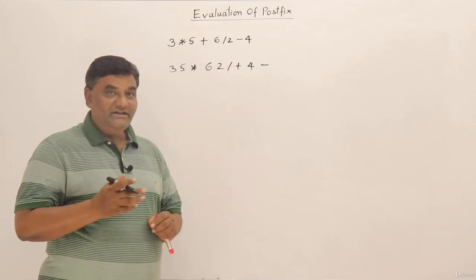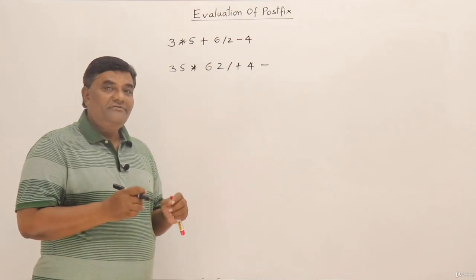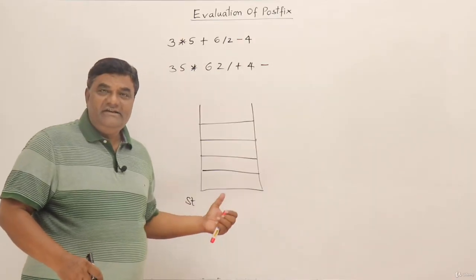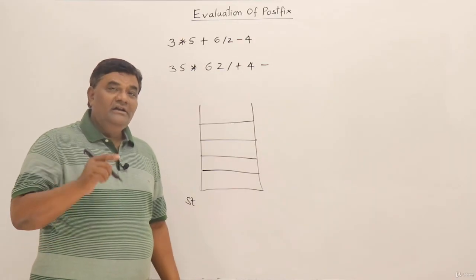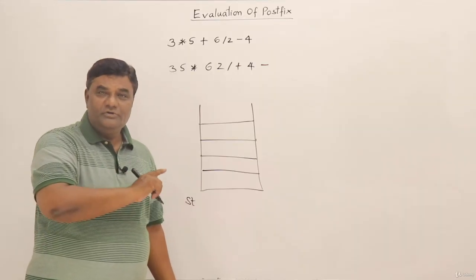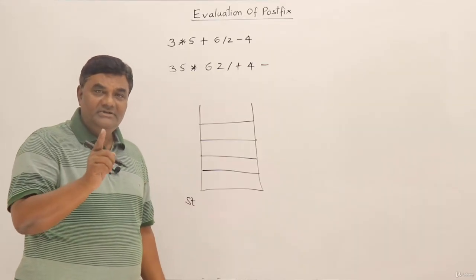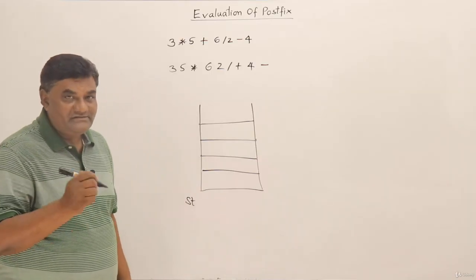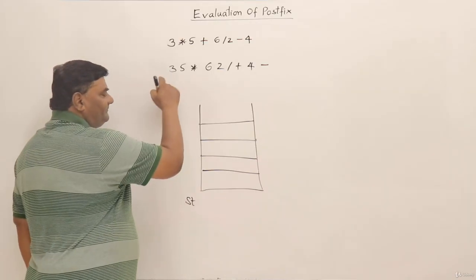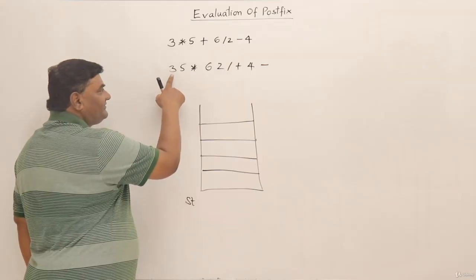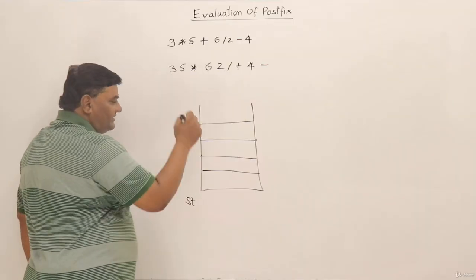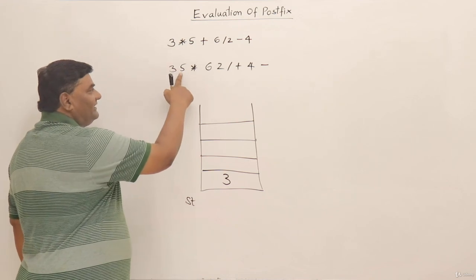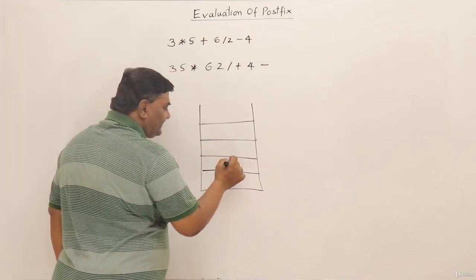Now let us see how to evaluate. For evaluation, we need a stack. So let me take a stack. The stack is ready. Now let us see the procedure. We will scan through the postfix expression by taking one symbol at a time. While scanning, let us learn what we have to do. First symbol, 3, it's an operand. If it is an operand, push it into the stack. Next is an operand, push it into the stack.